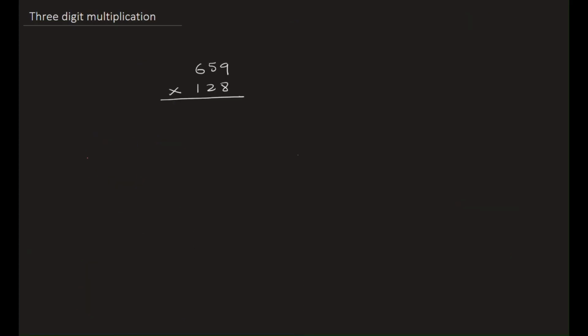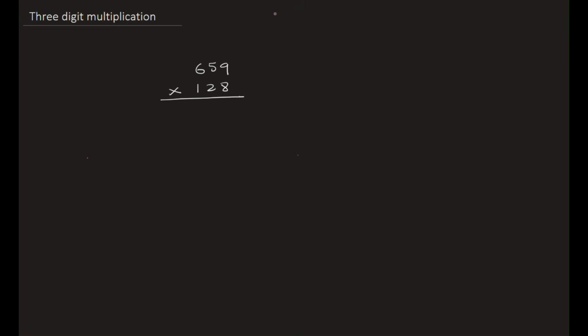So now I try out 3-digit multiplication and I have two numbers, 659 times 128. Just as in two-digit multiplication, in 3-digit multiplication also I write the numbers one below the other. The ones come one below the other, the tens come one below the other, and the hundreds come one below the other. So there are 3 digits in this number 128, and each of the 3 digits I have to multiply with the number 659.